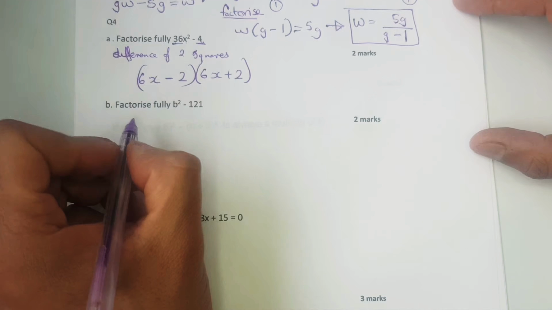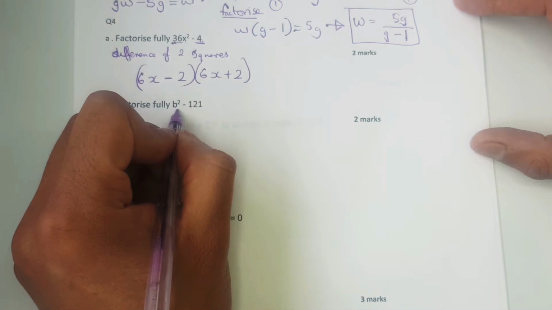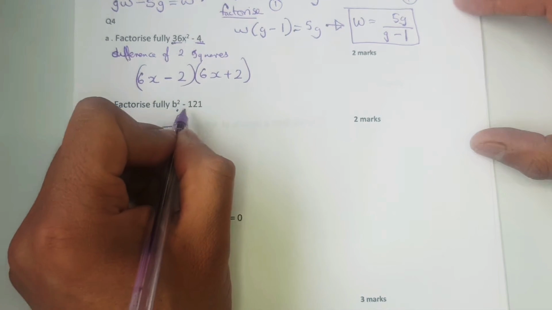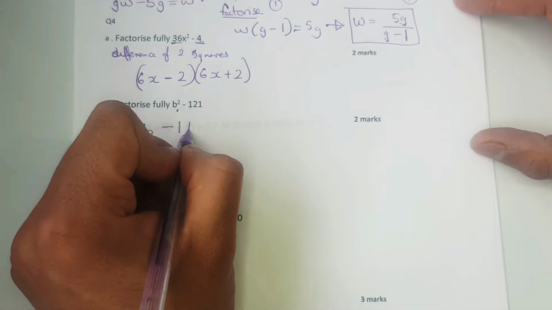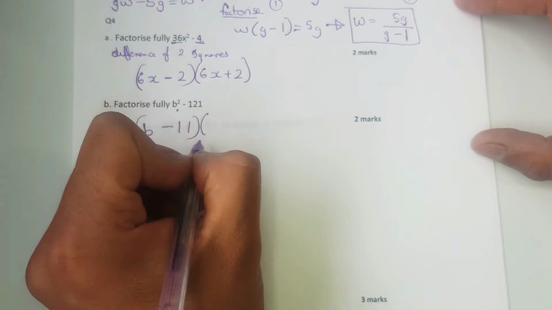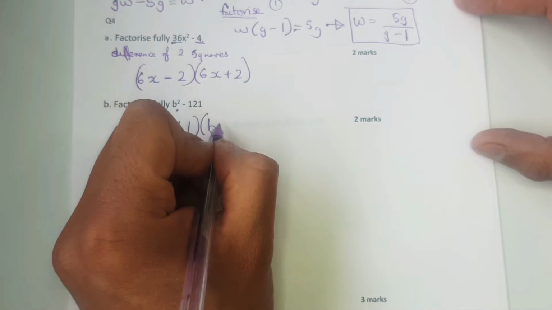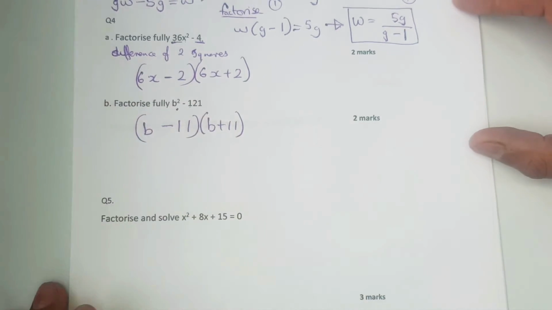The second one's a slightly easier version. The square root of b squared is b. The square root of 121 is 11. And then all you do is you do the conjugate of that, which is the same thing but the opposite sign. And there's your 2 marks.